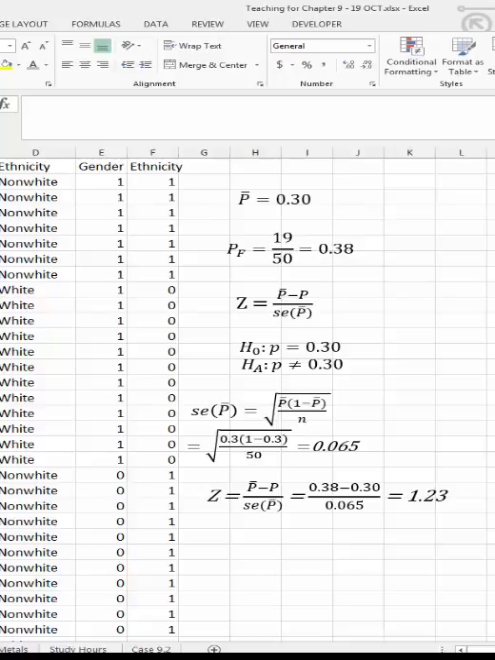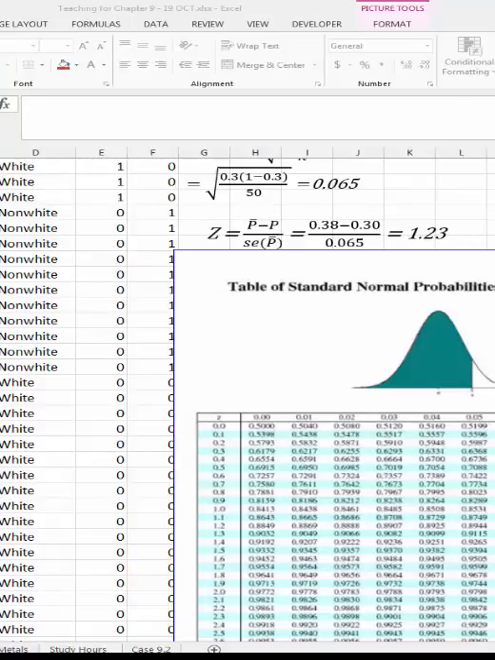So that's what I'm going to do. You can see I brought over this table, and I'm going to look at 1.23. So 1.23 is going to be right here, and that's going to return the Z value of 0.8907.